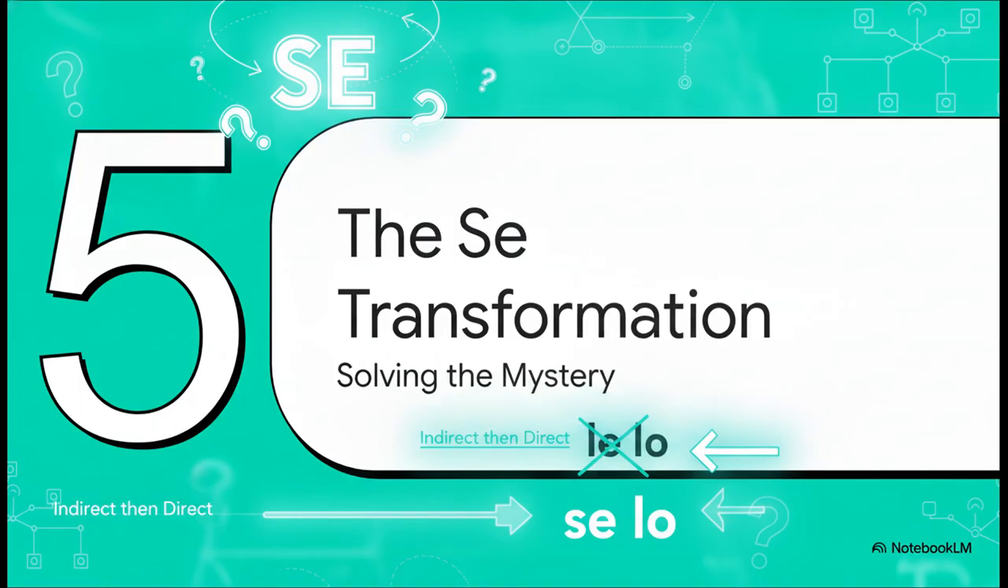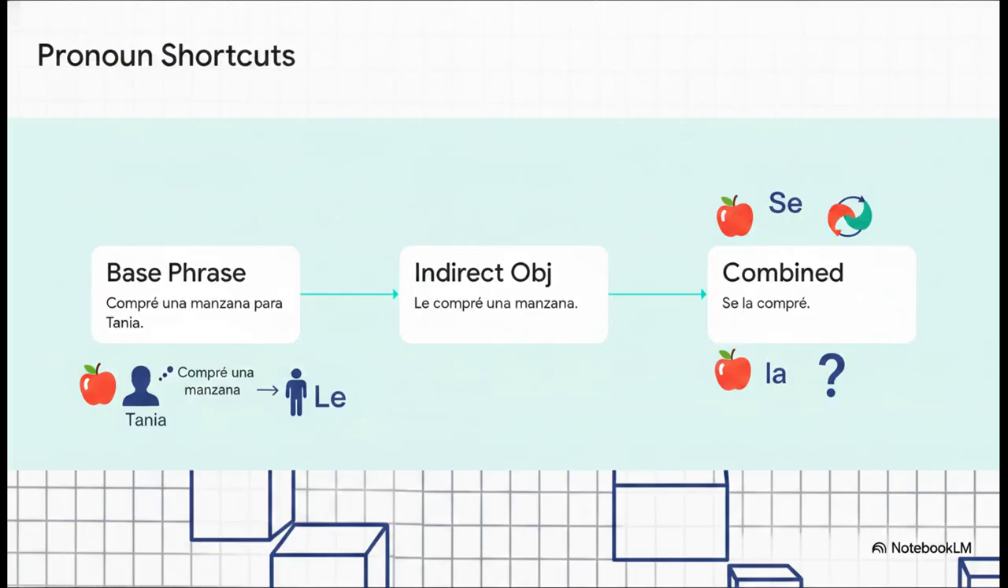Section 5. The C transformation rule. Which brings us to the famous mystery of se. Because, wait a minute, if the rule is indirect then direct, why on earth do Spanish speakers say se lo instead of le lo? Let's build this up block by block, using an awesome example from the text.